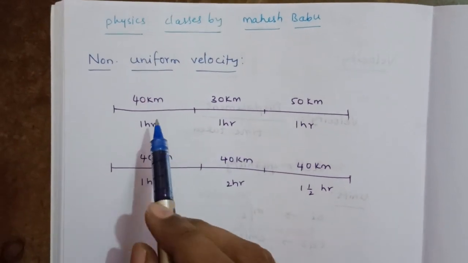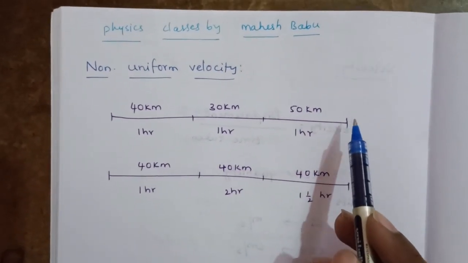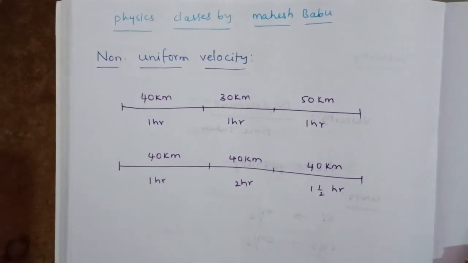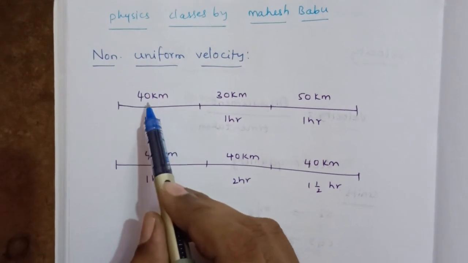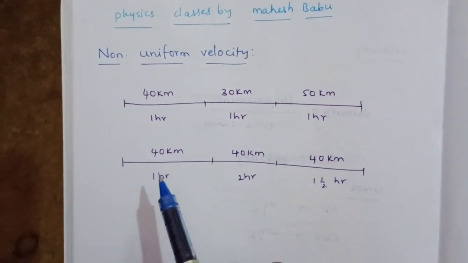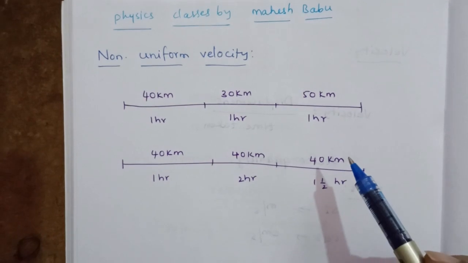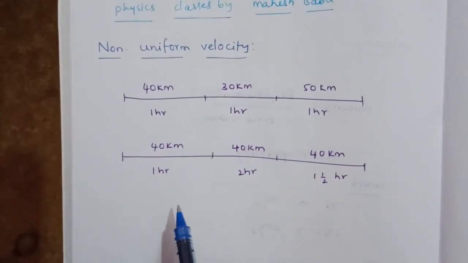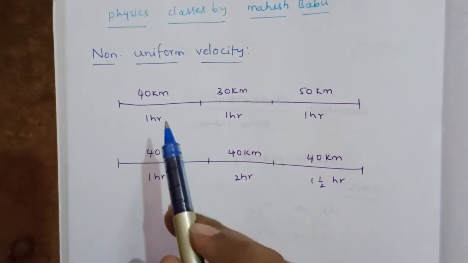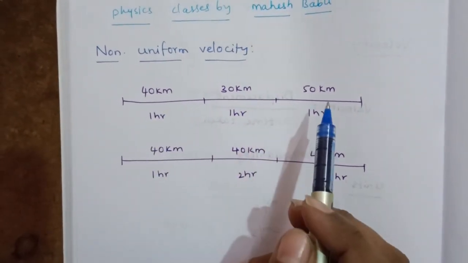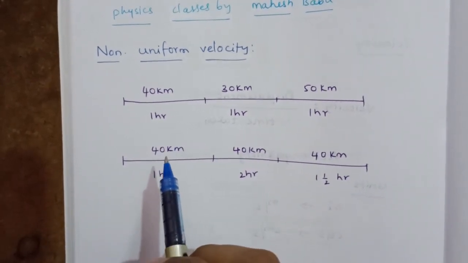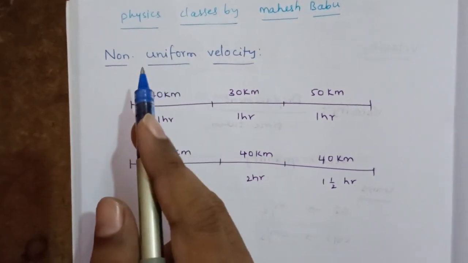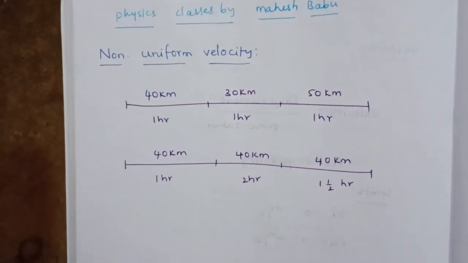Now non-uniform velocity. In the previous case, distances in a specified direction are equal and times are also equal, so we said it is uniform velocity. Now if the body covers different displacements in equal intervals of time, or the same displacements in different intervals of time, then the velocity is said to be non-uniform velocity.